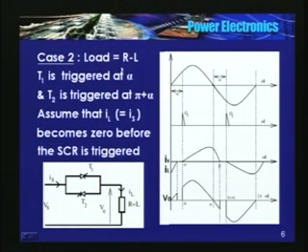Now we will take a second case. Load is RL. Things are not as straightforward as when the load is purely resistive. T1 is triggered at alpha, and again T2 is triggered at pi plus alpha. And I am making another assumption. Assume that IL, that is equal to the source current, becomes 0 before the SCR is triggered.